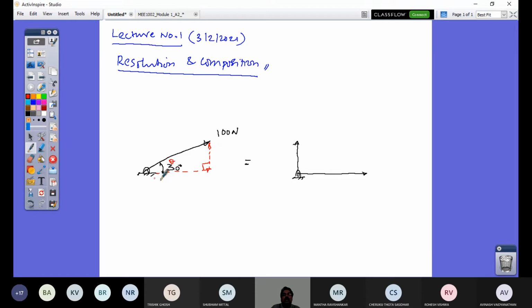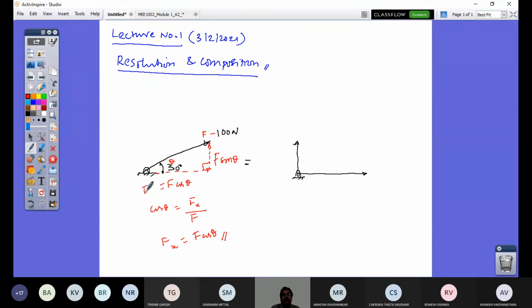So what was this horizontal one? As if this is force F, I would call this F cos theta, and I would call this F sin theta. Why do I call this F cos theta and F sin theta? F cos theta is because cos theta is adjacent side by hypotenuse. So look at cos theta. If I write in a right angle triangle, what is cos theta? Adjacent side by hypotenuse. The adjacent side is Fx and the hypotenuse is F. So what is it that I require? Fx. So this Fx is F cos theta. That's how it comes, right?